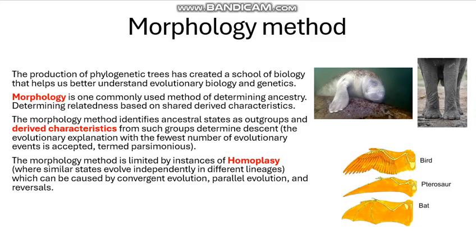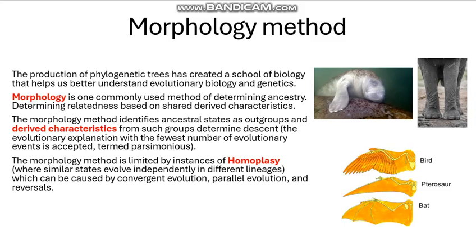The evolutionary explanation with the fewest number of evolutionary events is generally accepted, and we term this a parsimonious explanation. So, the explanation that requires the fewest number of evolutionary events. Like when we talked about the dragons, a dragon evolving wings from its forelimbs is far more likely than it first sprouting 2 extra limbs on its back and then adapting those 2 extra limbs into wings.